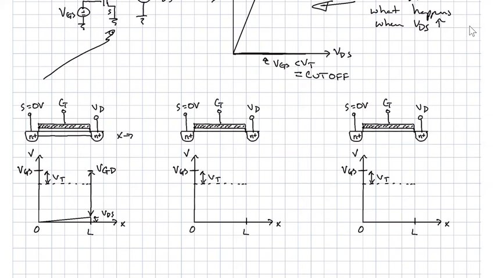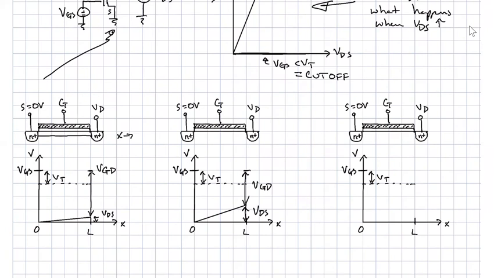But what happens is, as we start increasing VDS, we start seeing a bigger difference between the voltage at the drain relative to the source. And so that starts eating into the voltage difference that we have between the gate and the drain. Actually, what am I doing here? I don't want to label that point. So this is VGD, and this is still VDS.